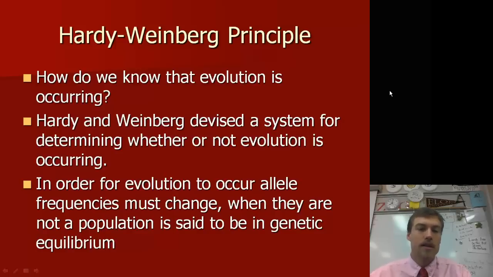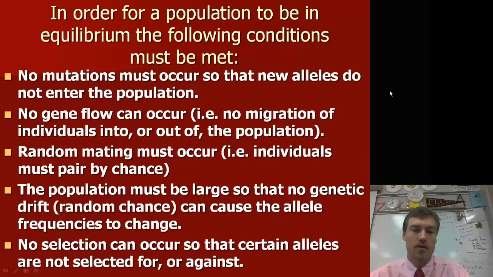Now, this is not necessarily something that's occurring all the time, right? So what we have is a set of rules to figure out if a population is in genetic equilibrium. Okay, first of all, we can't have any mutations, so no new alleles are being introduced. No gene flow can occur, i.e., no migration, so individuals cannot be moving in and out of a population. Random mating must occur, right? Therefore, you can't have individuals choosing other individuals purposefully. It just has to be kind of random.